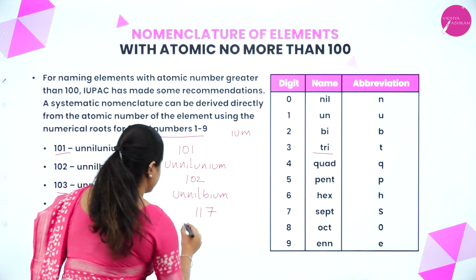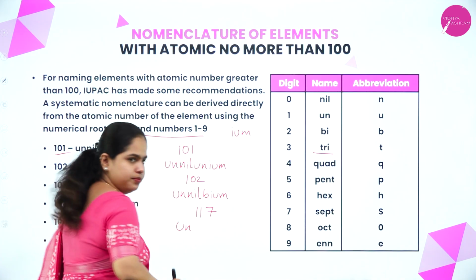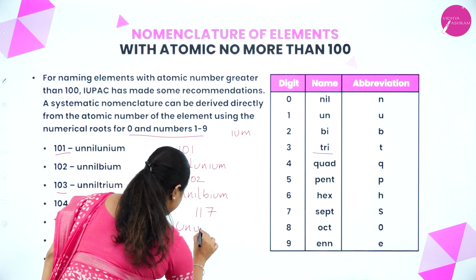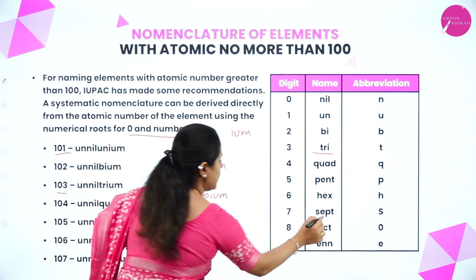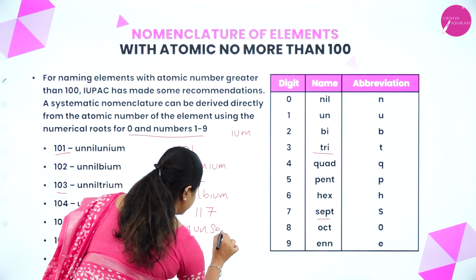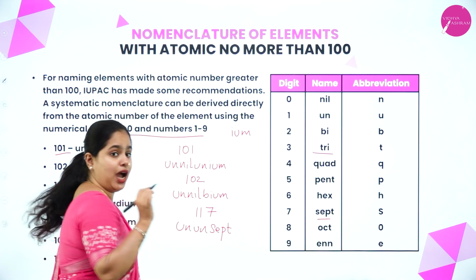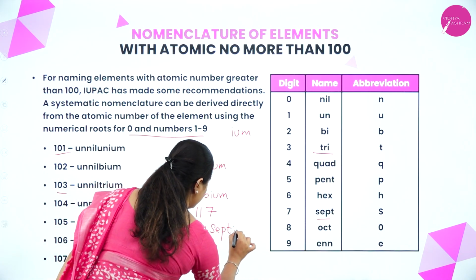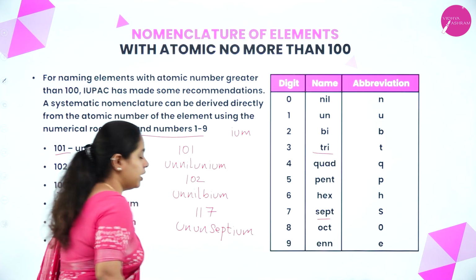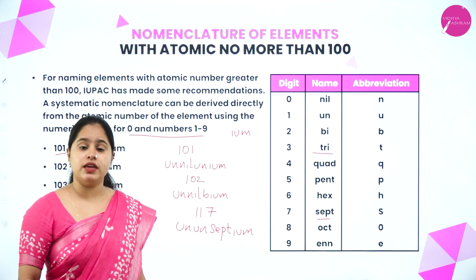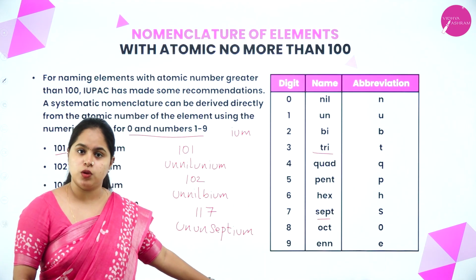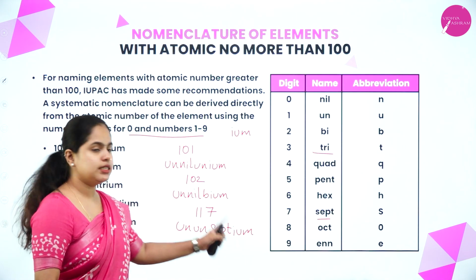So for 1 the corresponding name is un. Then again 1, un. And for 7 it is sept, right? So I write sept, and then what do I have to do? I have to add ium there. So the element having atomic number 117 has the name ununseptium.